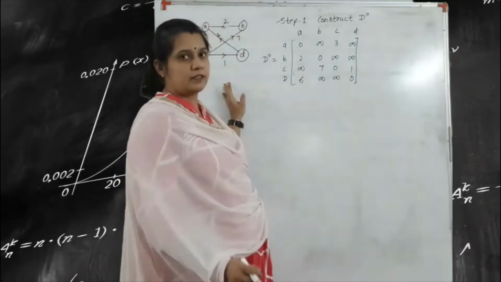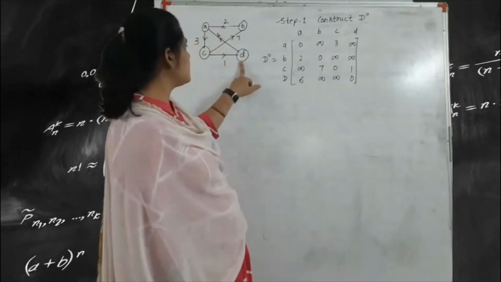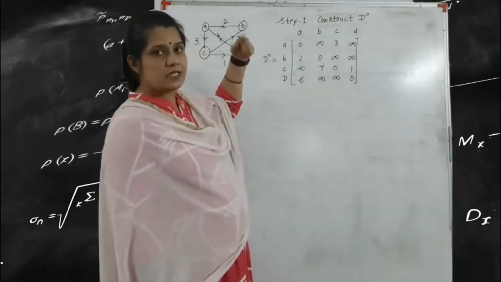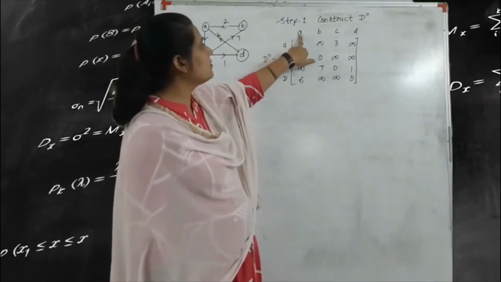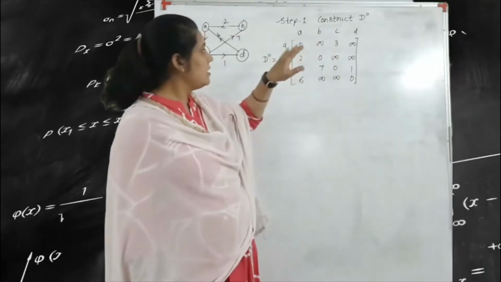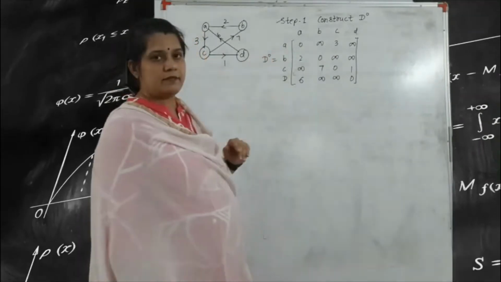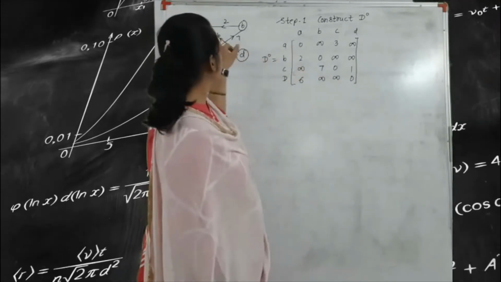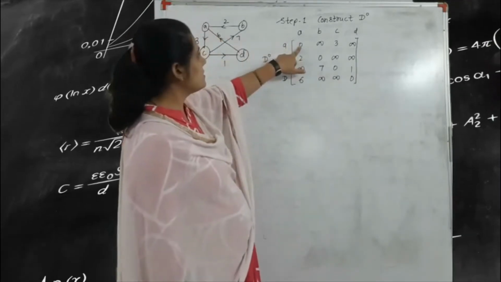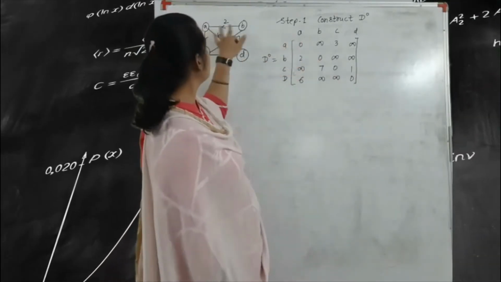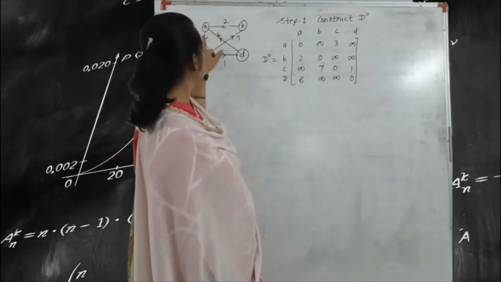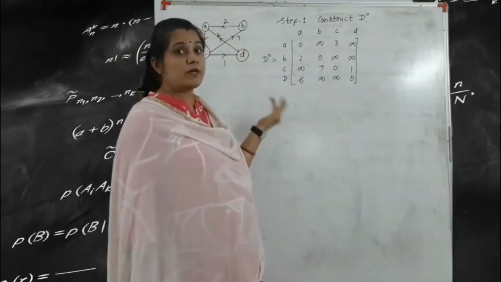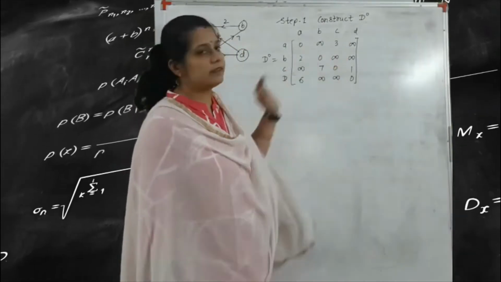We are given the graph A, B, C, D with directions. First we construct the D0 matrix. We write the vertices A, B, C, D and A, B, C, D. After that you write the directions. So A to A is 0, A to B is infinite, A to C is 3, and A to D: the direction is D to A, not A to D, so we write infinite.